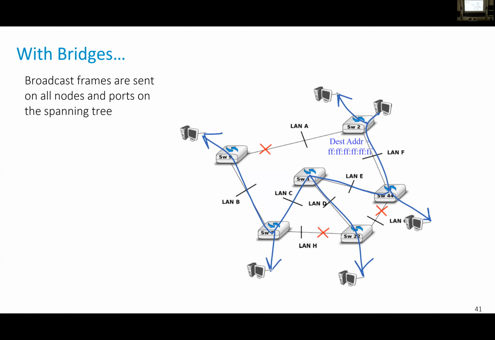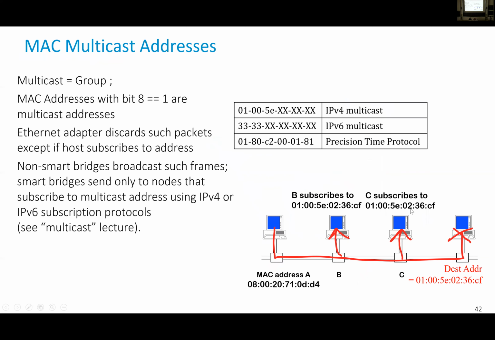A broadcast packet is sent by every bridge on all ports that are not the receiving port and are on the spanning tree. So this bridge, when it receives a packet, will forward to the host, but will not forward on this link because it's not on the spanning tree. But this bridge will forward on those two links, for example.